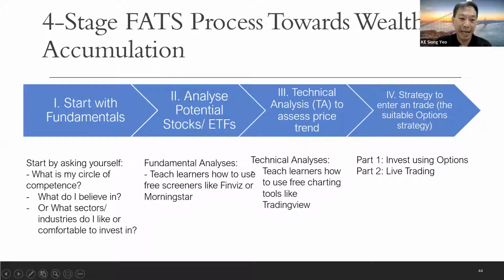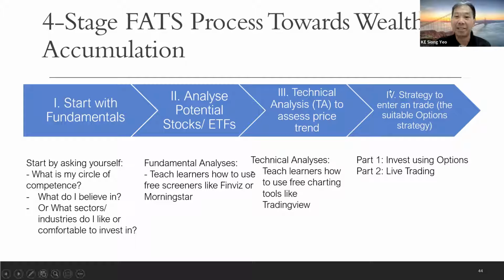So that's where the A comes in. Work on yourself, then work on the stocks that suit you, and then progress to using TA. That's where the T comes in, to assess what is a good price to enter. You saw my earlier example. The T allows me to know what strike price I should choose.